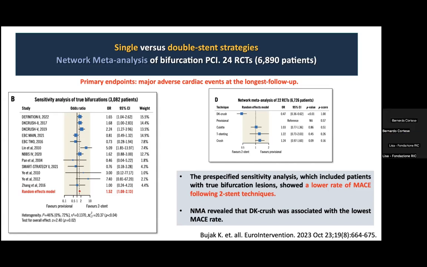Yeah, so your position is quite in favor of the position of EBC in terms of trying to spare the two-stenting technique unless you are really forced to do it because provisional is not going to work. So if I understand well, this is your position.